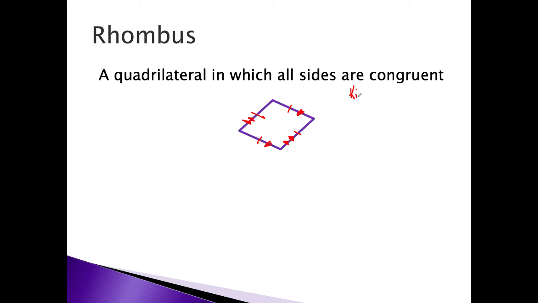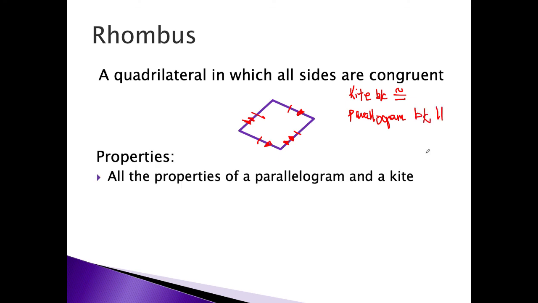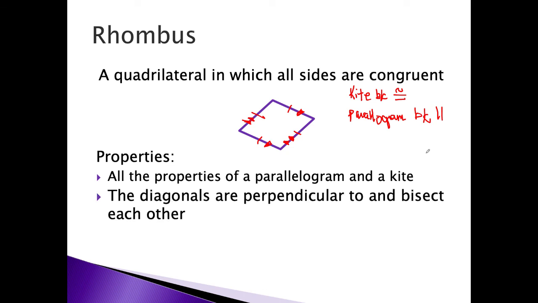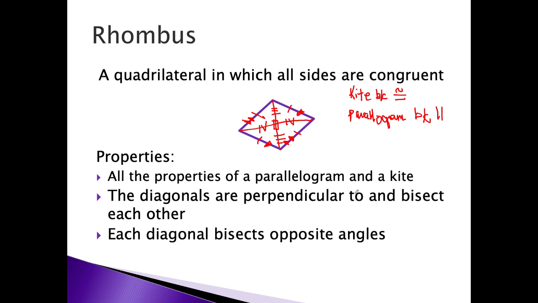Since the sides are congruent and they're parallel, what do we know about it? Since they're congruent, it's a kite, and since they're parallel, it's a parallelogram. So our properties are that it has all the properties of a parallelogram and all the properties of a kite. The diagonals are perpendicular to and bisect each other. Since we are parallel and perpendicular, they're perpendicular bisectors of each other. Kind of powerful stuff. And each diagonal bisects the opposite angle. So these are also angle bisectors.